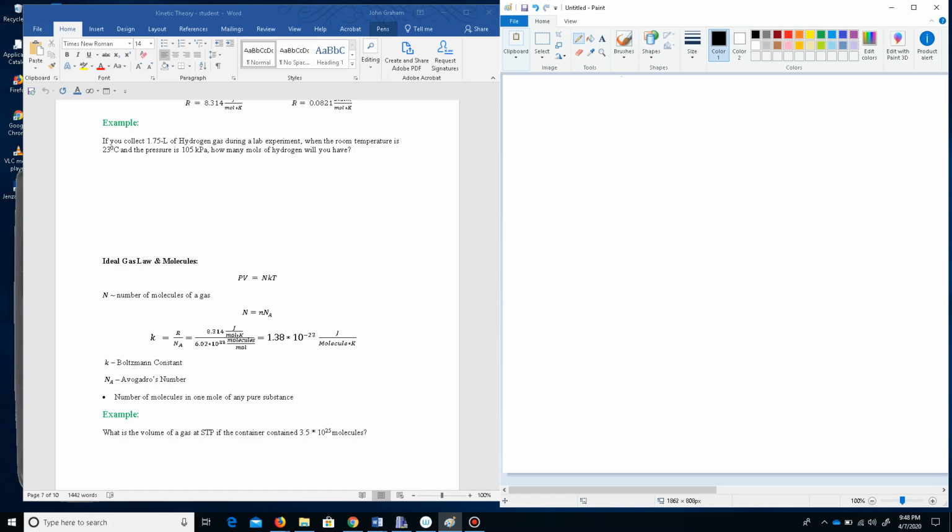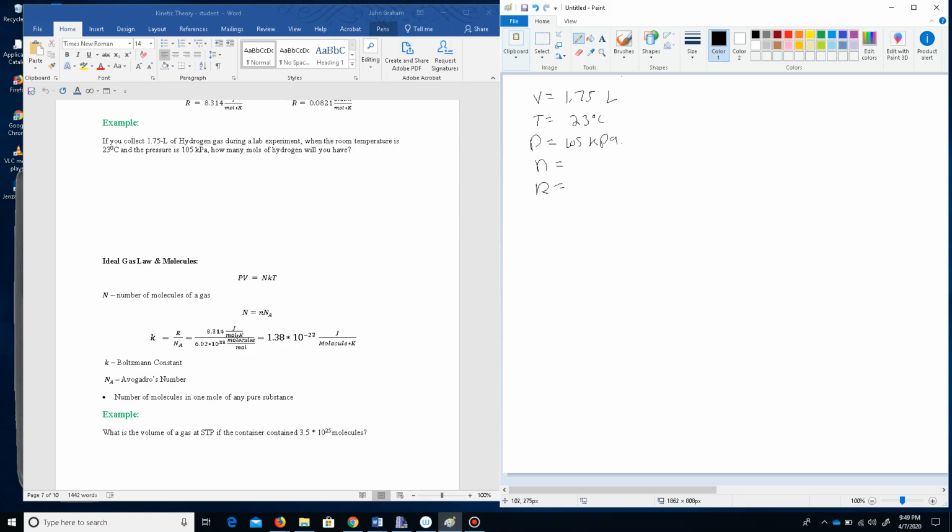Right, so if you collect a volume of 1.75 liters of hydrogen gas during a lab experiment, and the room temperature is 23 degrees Celsius, and the pressure is 105 kilopascal, how many moles of hydrogen will you have? So we want to know n. We also need to figure out what R is, and that's going to be the first thing to figure out.